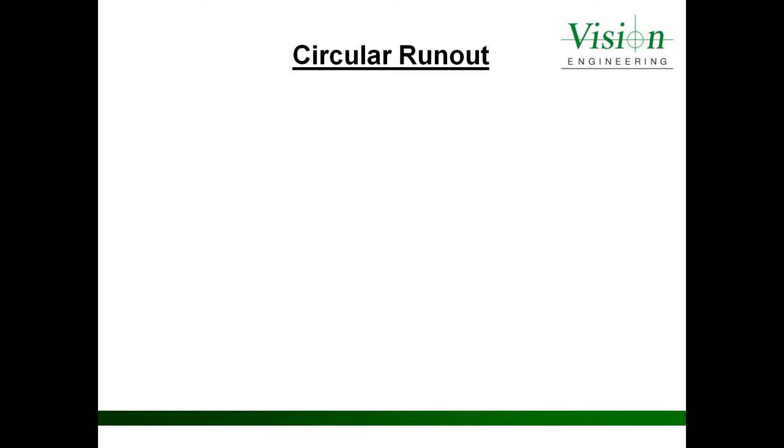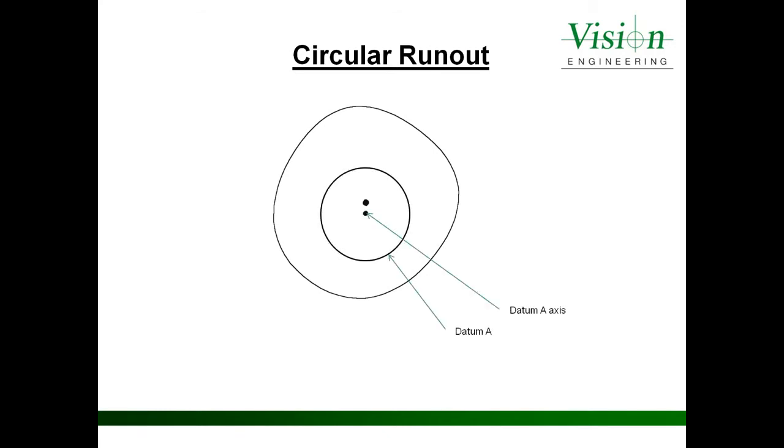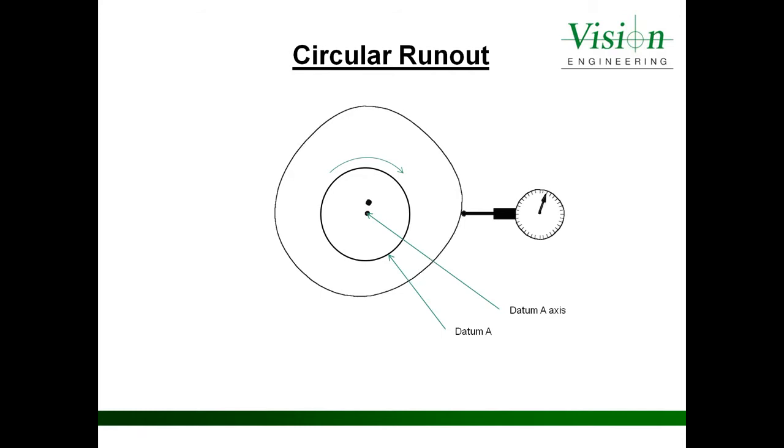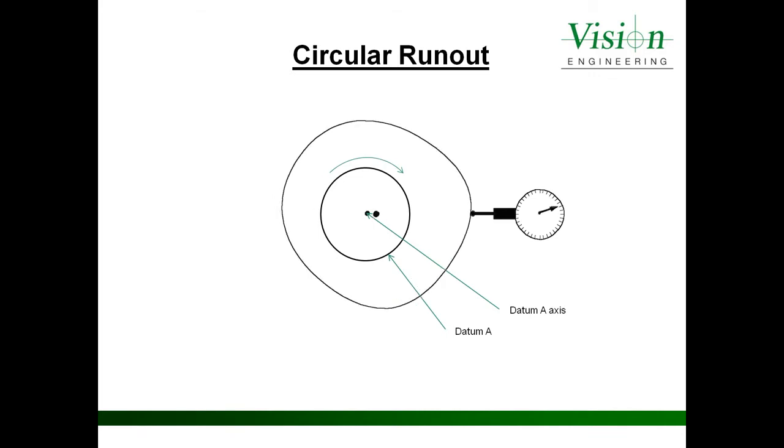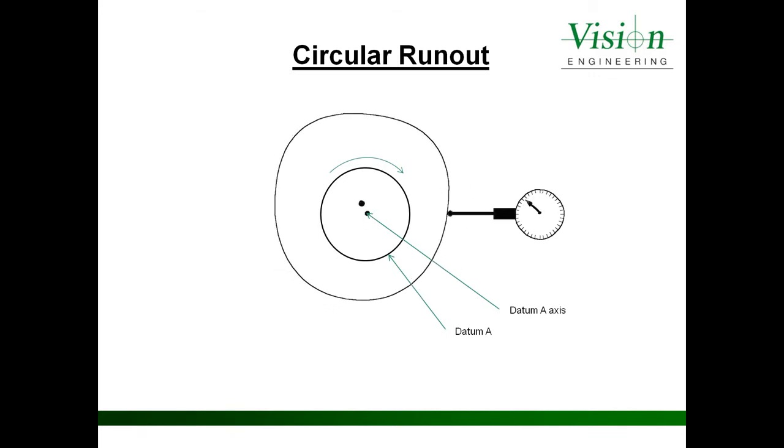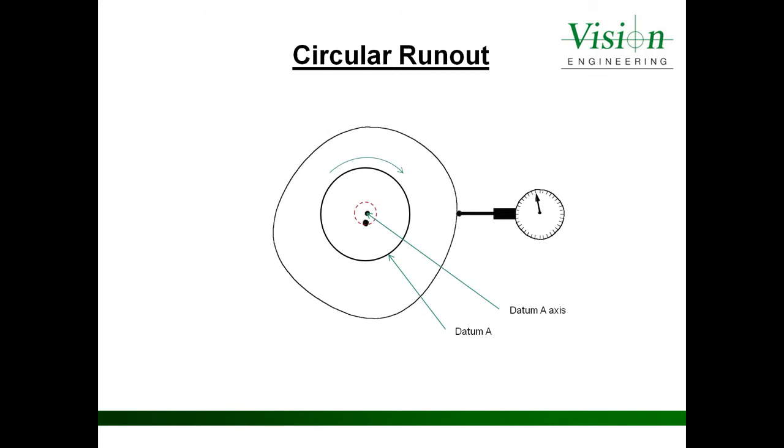Circular runout is a combination of roundness and concentricity. We shall take our part and we shall rotate our part about the datum A's axis as we have done before. And while we're rotating the part, we'll record the total indicator reading, which will be our circular runout. As our part rotates about our datum A axis, you'll notice our concentricity diameter from our previous illustration.